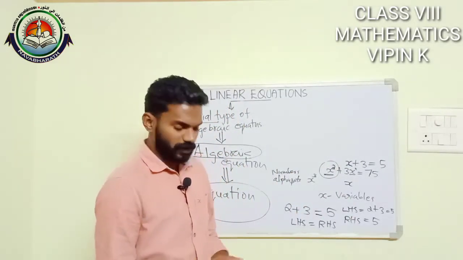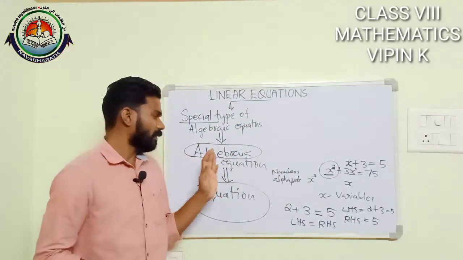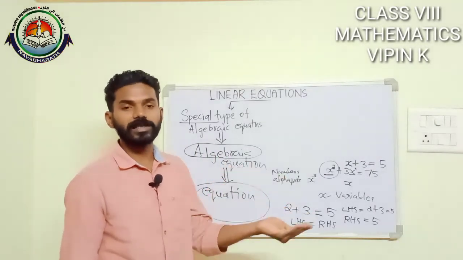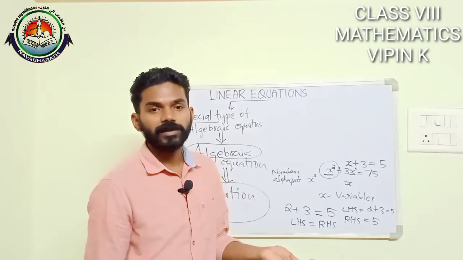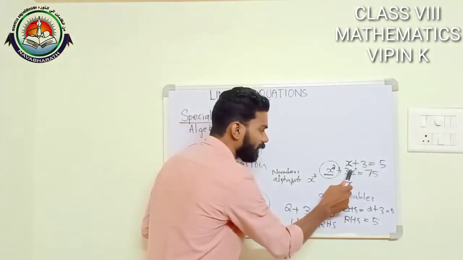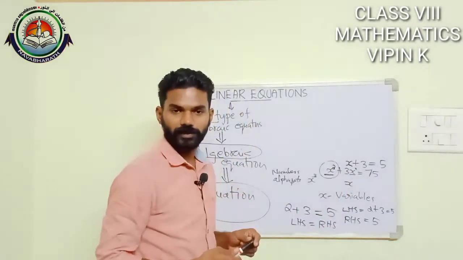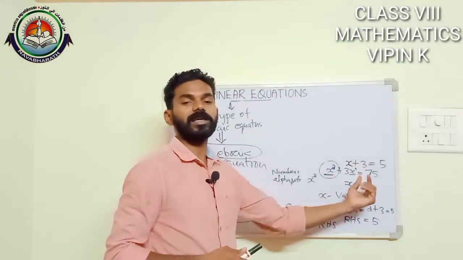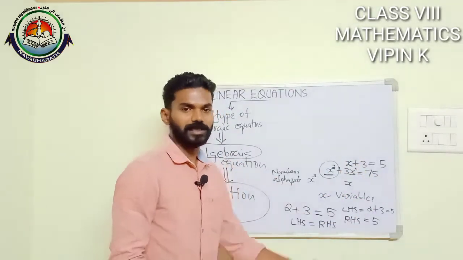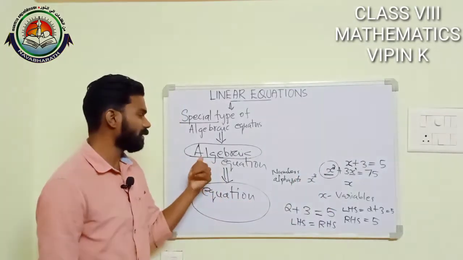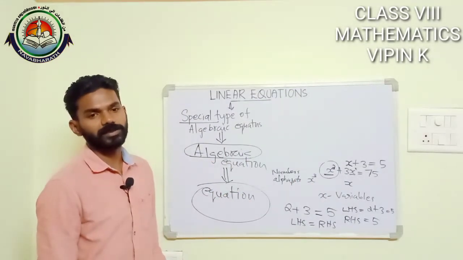Okay, so in general an algebraic equation is an equation in which there would be variables which are represented by different alphabets, and they are related by an equal sign. Such a mathematical equation is called an algebraic equation.